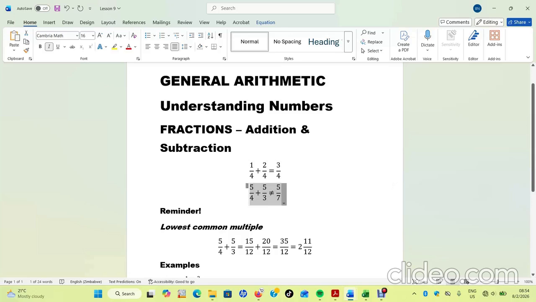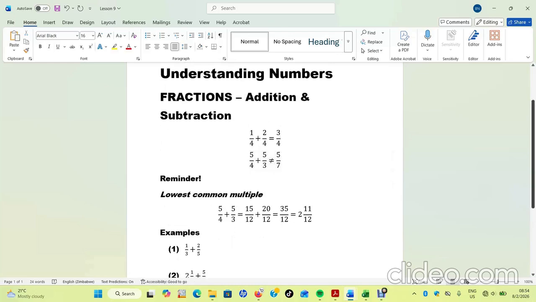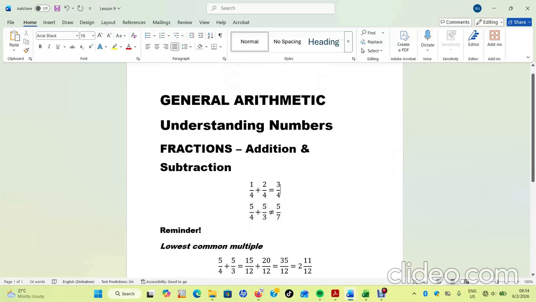Now look at this case, 5 over 4 plus 5 over 3. Those are improper fractions, of course. If the denominators are not the same, you can't add the numerators or add the denominators. You need to always convert those fractions into the same denominator. You will remember from junior school, we talked about lowest common multiple. So you look for the lowest common multiple and then use it to get the common denominator. For example, 5 over 4 plus 5 over 3, the lowest common multiple of those denominators is 12.